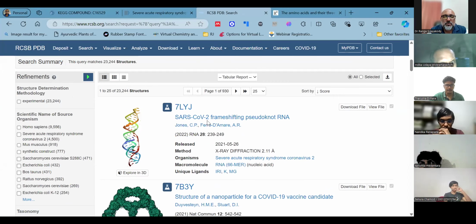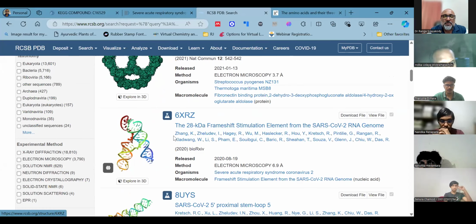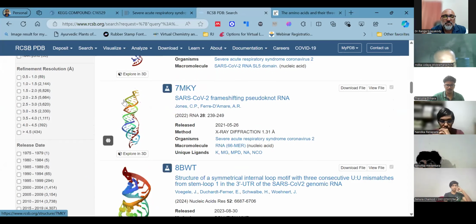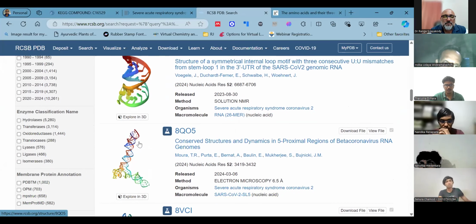SARS-CoV-2, this is COVID-2, right? RNA, right? So here's the SARS COVID 2, 5' proximal stem loop. There are different RNA segments over here, right?